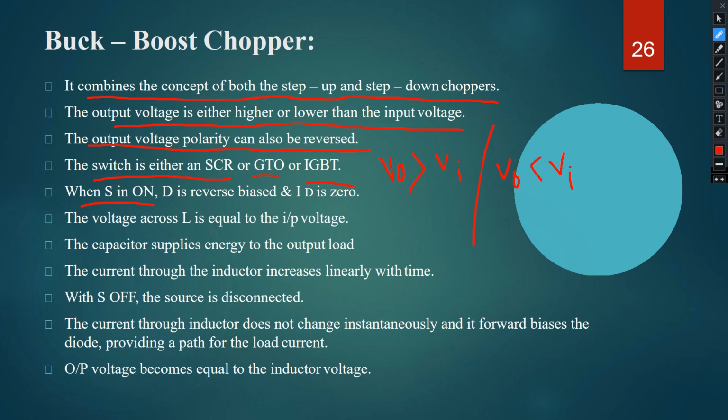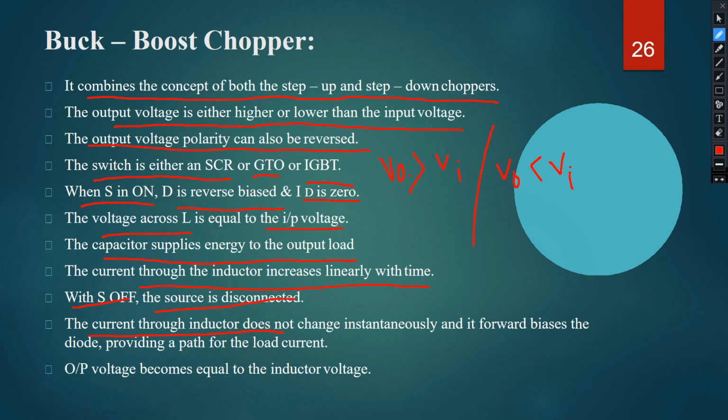When the switch is on, D is reverse biased and ID becomes 0. The voltage across L is equal to the input voltage. The capacitor supplies energy to the output load. The current through the inductor increases linearly with time. With S off, the source is disconnected.